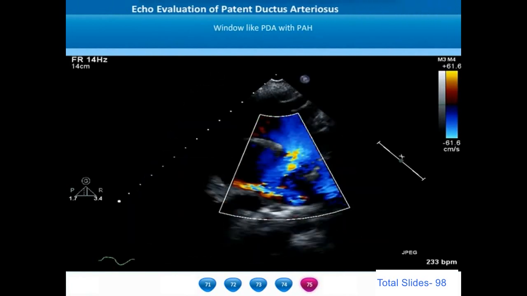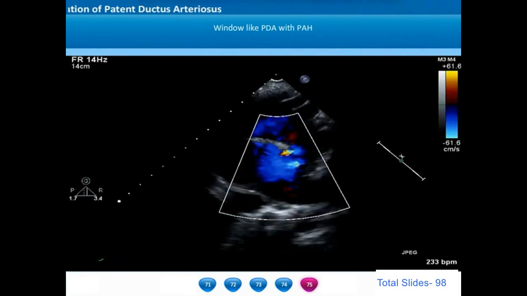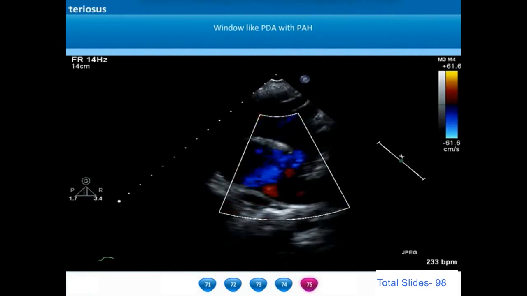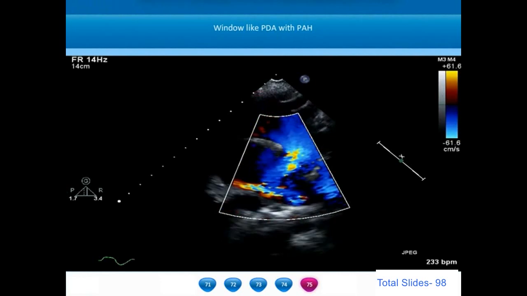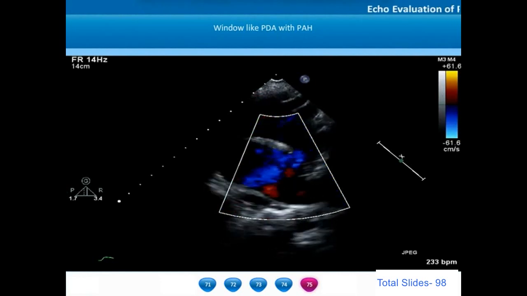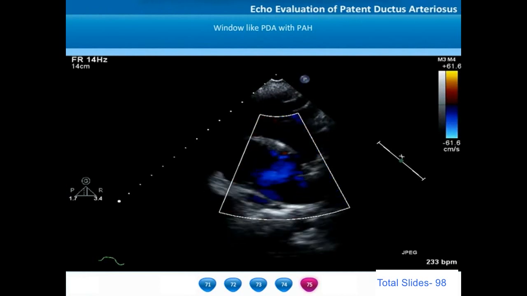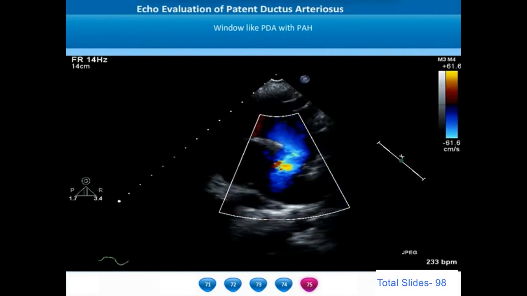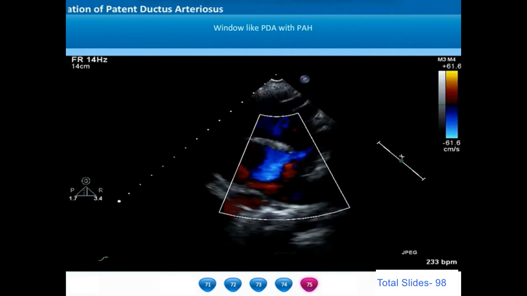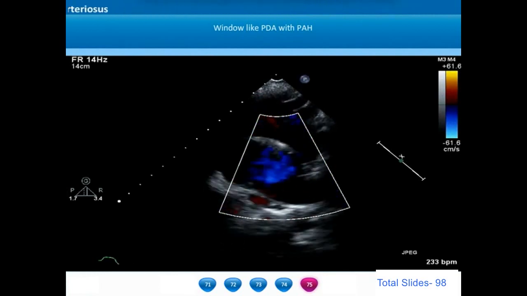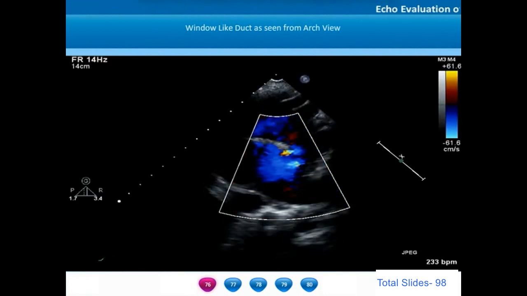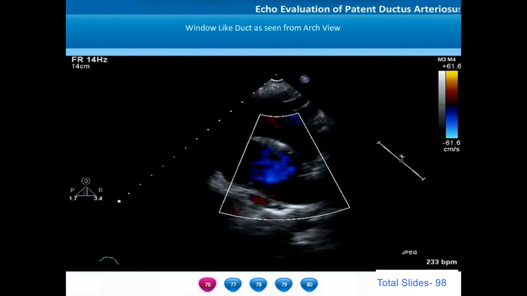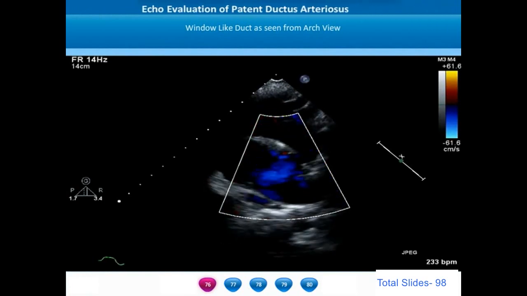When we view the same window-like PDA from the suprasternal view, we notice the distal aortic arch. There is a window-like ductus, a large ductus, from the anterior wall of the proximal descending thoracic aorta, communicating with the main pulmonary artery near its bifurcation. There is no length to the ampulla of this window-like ductus. This suprasternal ductal view clearly shows the lack of a ductal ampulla.